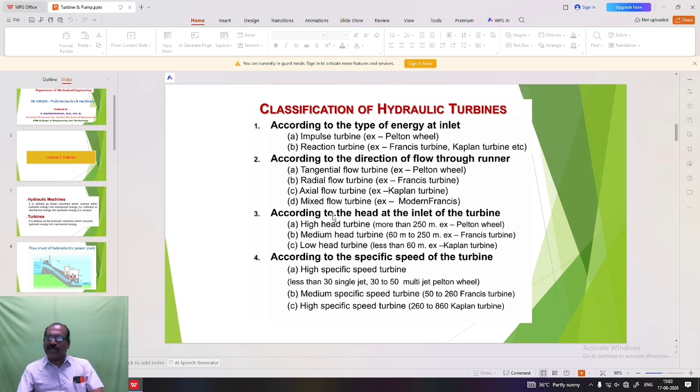According to the head at the inlet of the turbine, it's categorized into 3: high head turbine, medium head turbine, and low head turbine. The high head turbine will have a head above 350 meter, the medium head turbine will have a head of 60 meter to 250 meter, and the low head turbine will have a head of less than 60 meter. The examples for the three are the Pelton wheel, Francis turbine, and Kaplan turbine respectively. According to specific speed, there are high specific speed turbines, medium specific speed turbines, and low specific speed turbines.